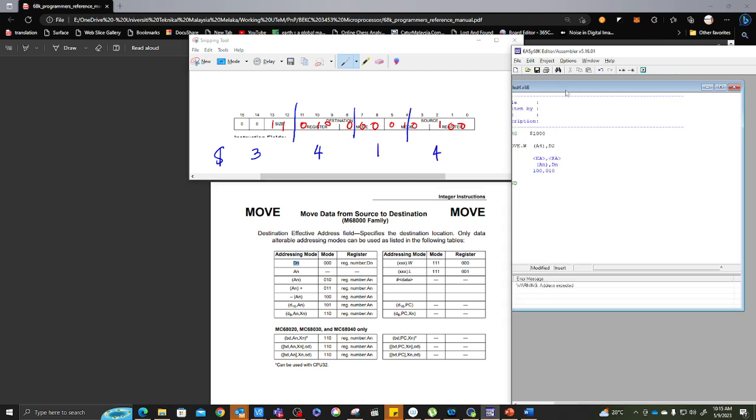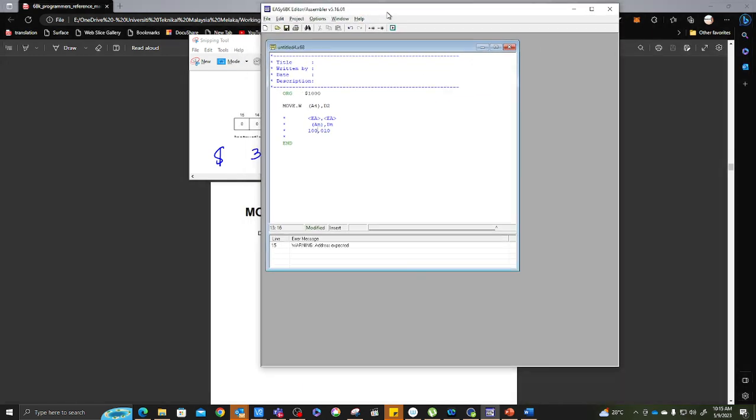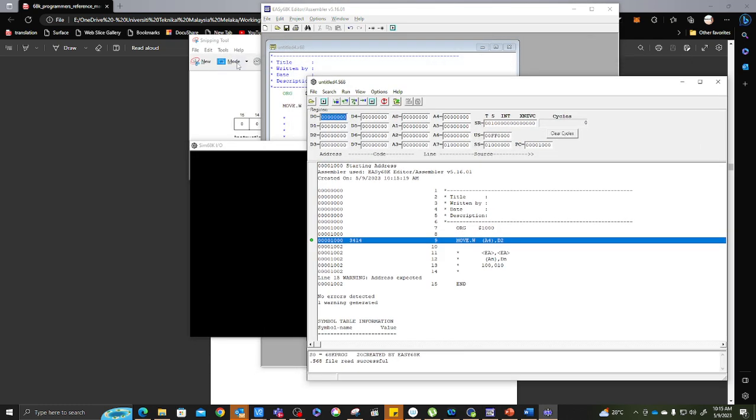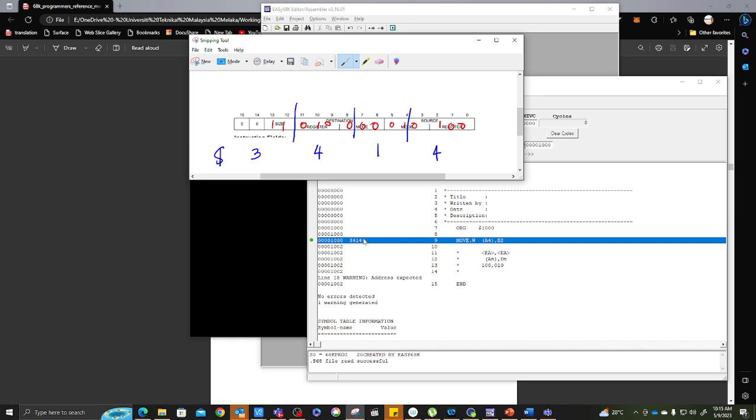So let's try to compile this command. Compile this one. The answer is, yeah, 3414. Okay, so this is the correct pattern for the move.